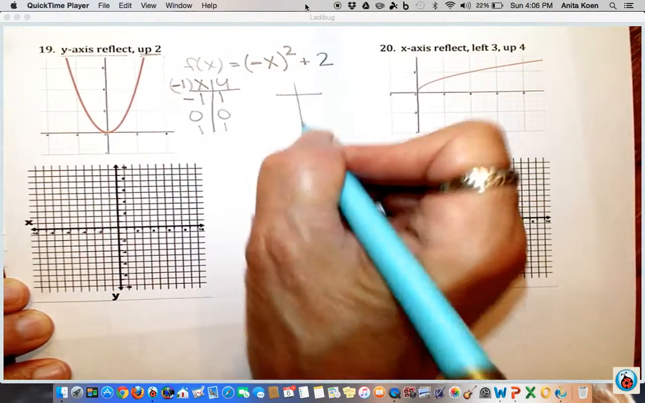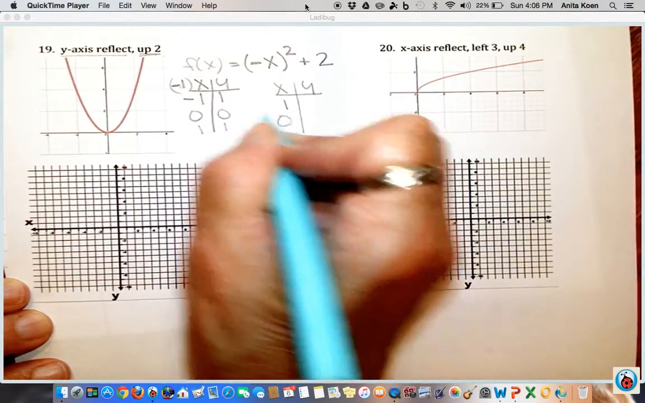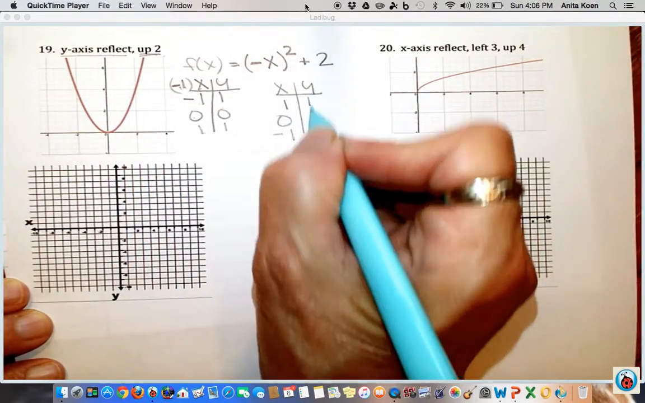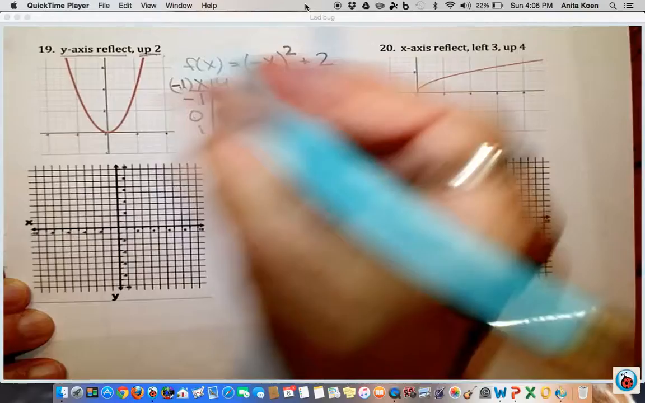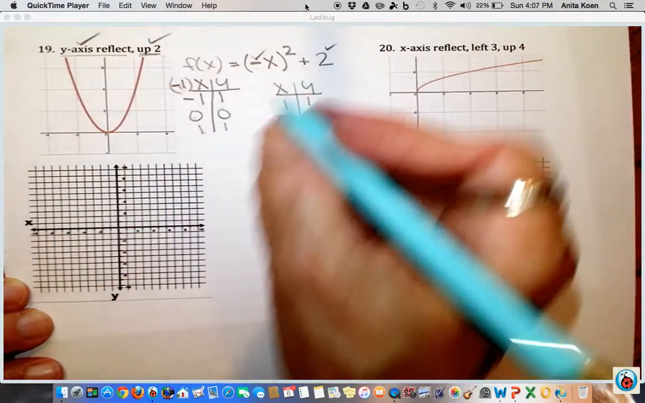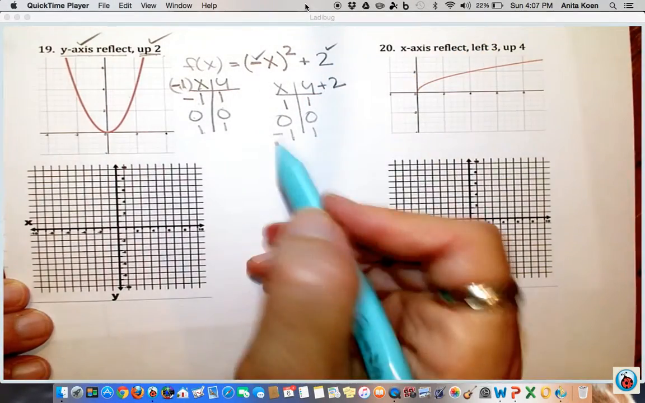So that's going to go negative 1 times negative 1 is 1, negative 1 times 0 is 0, negative 1 times 1 is negative 1. And my y's are going to stay the same. So that's taking care of this and that. And now we're going to go up 2. That's on the outside, so that's a vertical change, so we're going to add that to the y's.